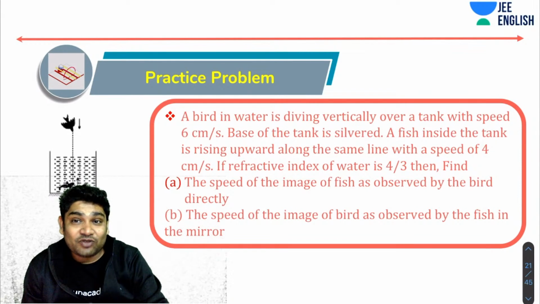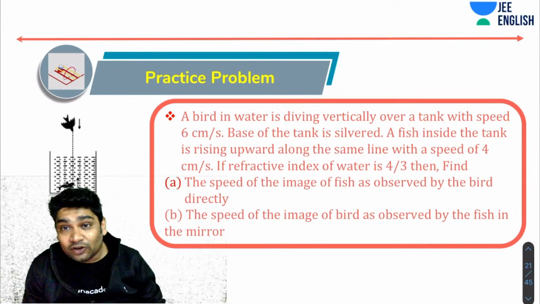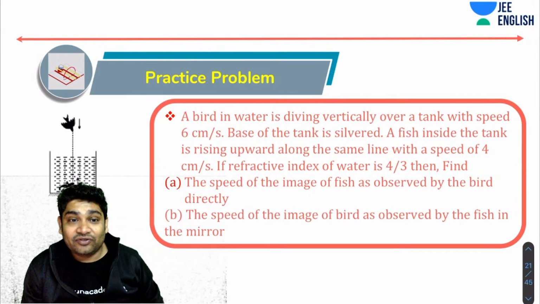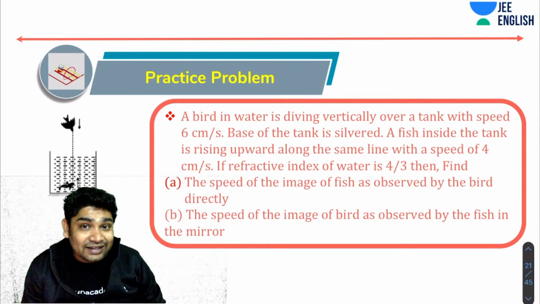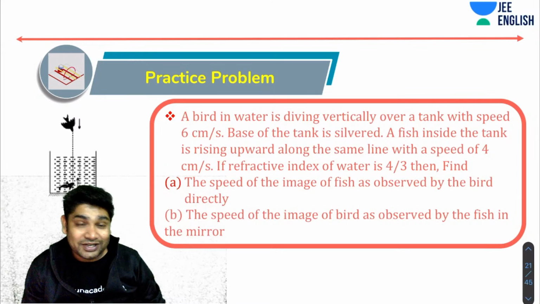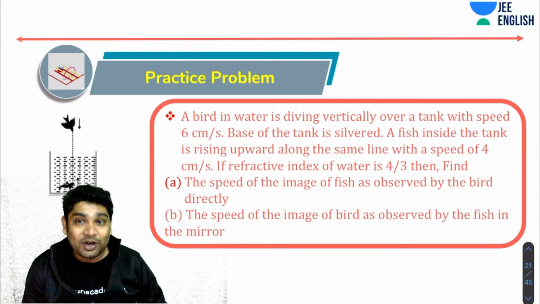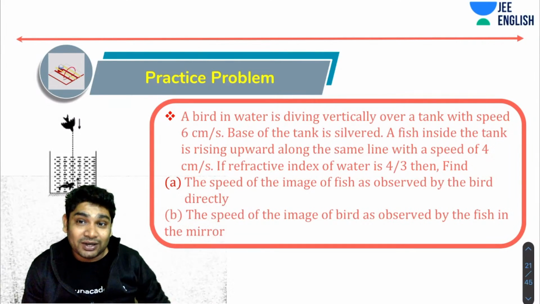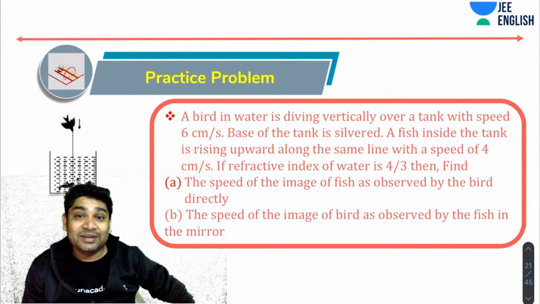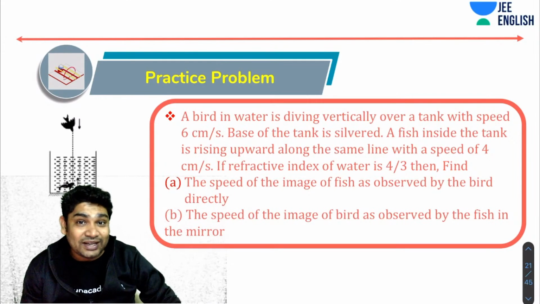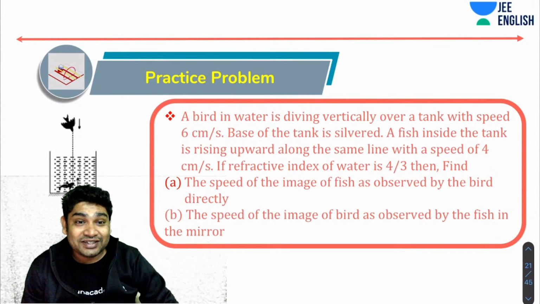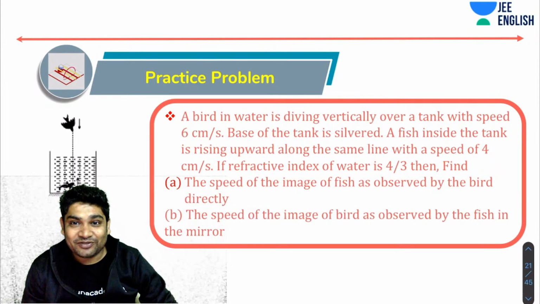If the refractive index of water is 4 by 3, then find the speed of the image of fish as observed by the bird directly. So first, the bird is directly looking at the fish. It will obviously see an image through refraction, and what is the speed of that image of fish. And then second, the speed of image of the bird as observed by the fish in the mirror. Now the fish is looking at the bird through the mirror. So what will be the speed of the bird as seen by the fish in the mirror? Okay, so that is what you find.